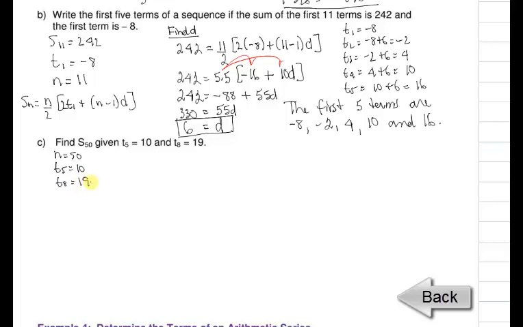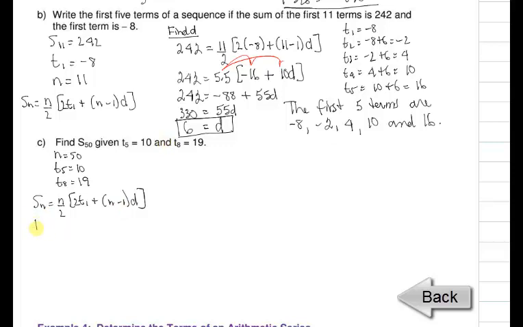Now, we don't know what our T subscript n is. Okay, we just know that we're looking for the sum of the first 50 terms, so we're probably going to use our second formula. Okay, so if we take a look at this formula, the only information that we know is what n is. We don't know what t1 is, and we don't know what d is, so we're probably going to have to find those. Okay, so we're going to start by finding d.